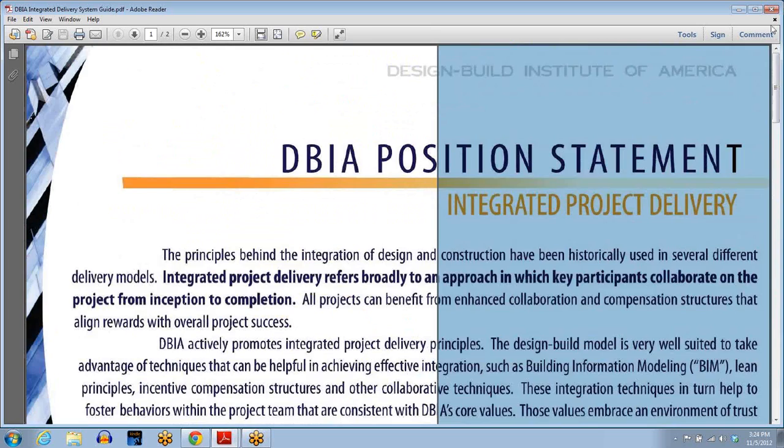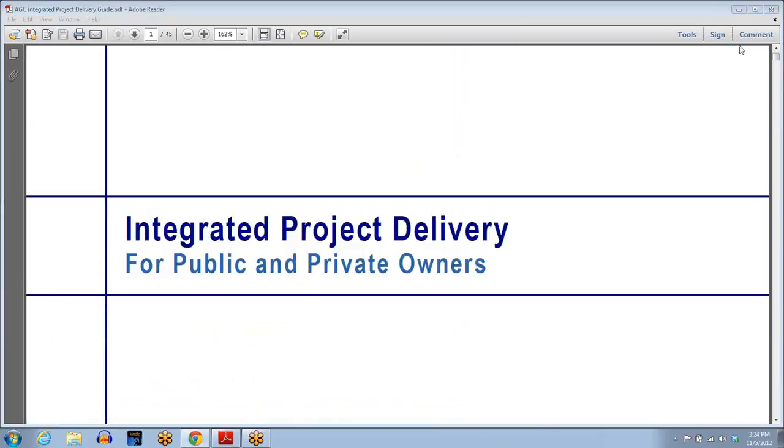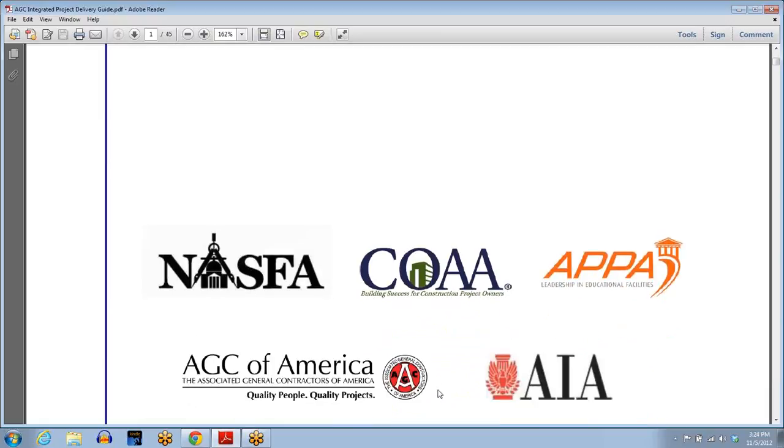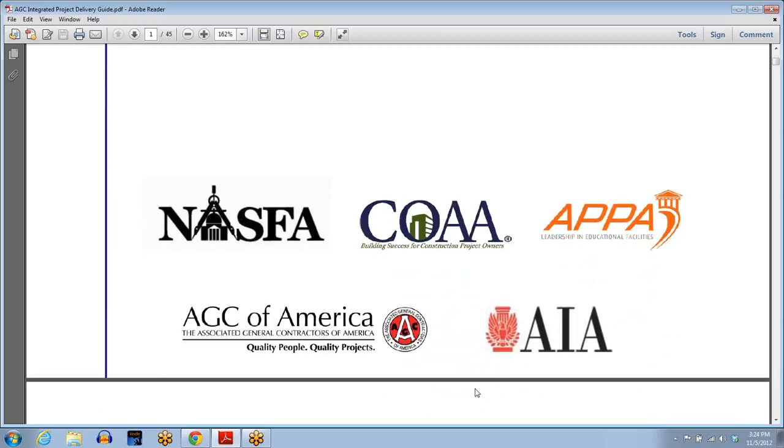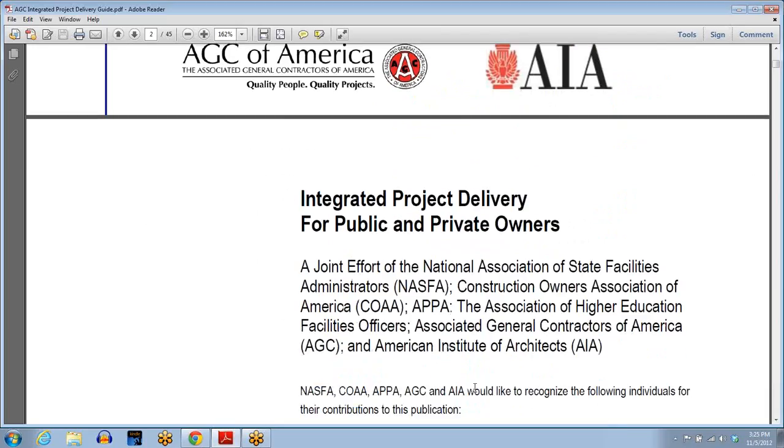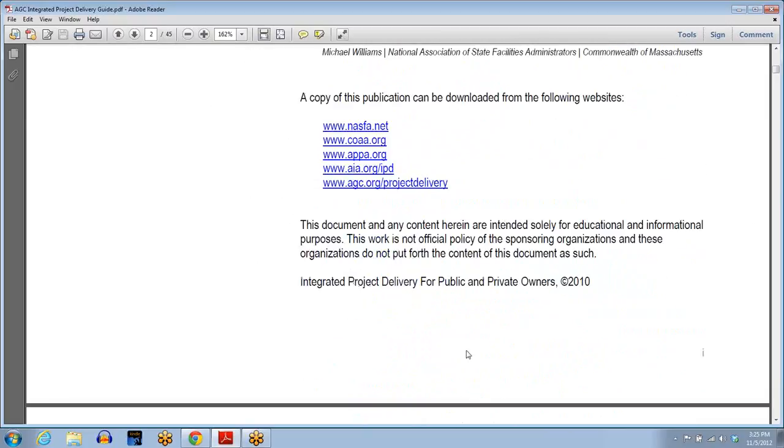If you have questions, simply fill out the comment section and we'll try and answer your questions. But this is their position statement on integrated project delivery. The last document that I have for you is dealing with the integrated project delivery, and this one is from these 5 groups, primarily the Associated General Contractors of America and the AIA. In this 45-page document, they deal with the integrated project delivery system and how you go about putting this together.